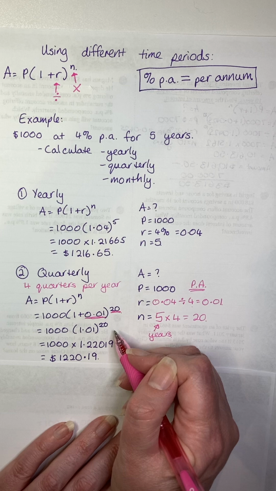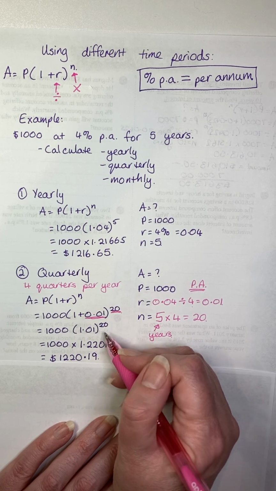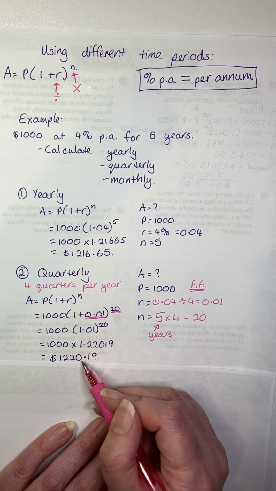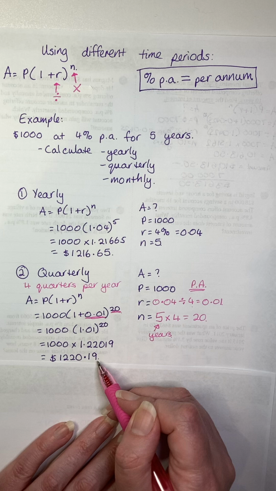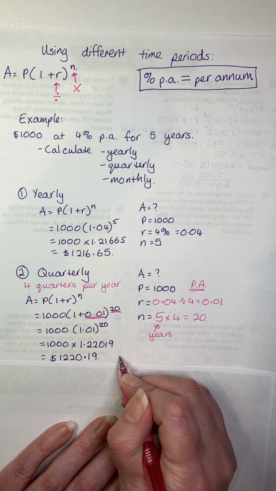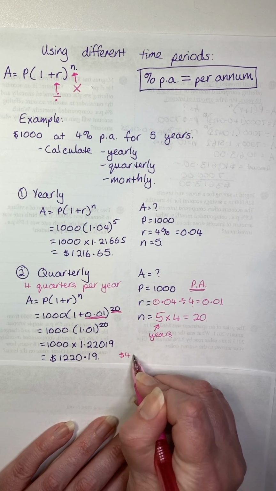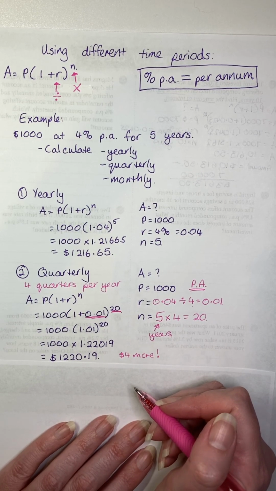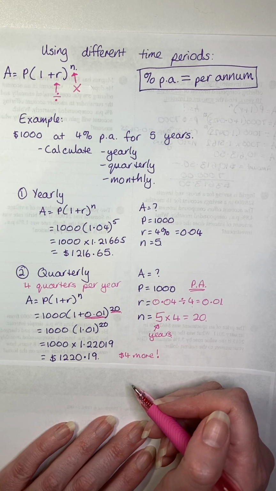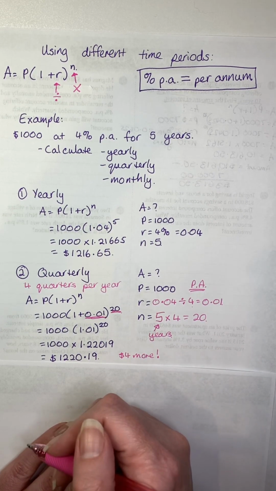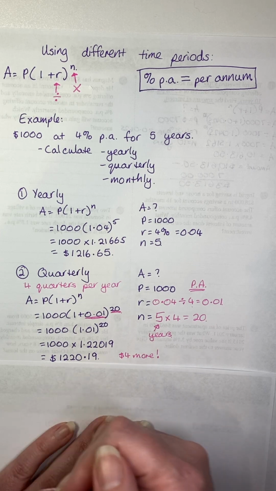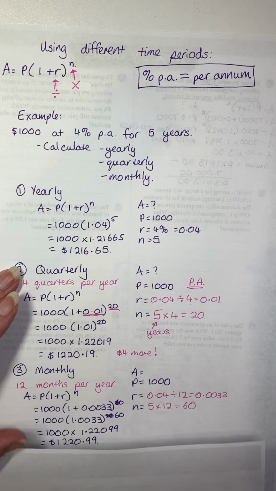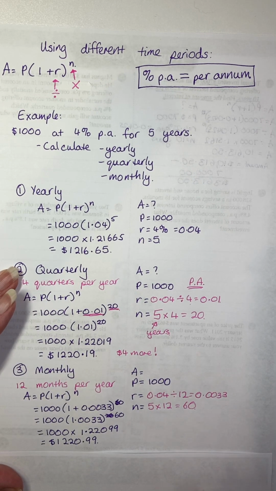We still work it all out the same. So we still do our calculation the same. And now we make $220.19. So what we can see is that we've made about $4 more over our 5 years. And the reason for that is because we are calculating our interest earlier in the year and then compounding on that.